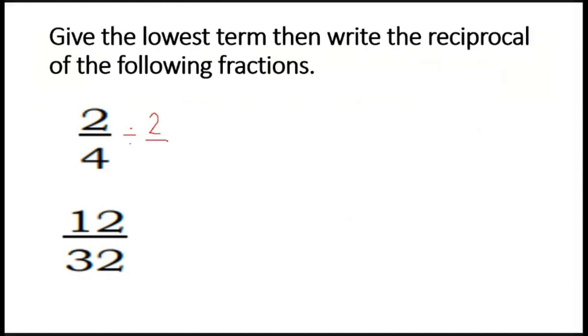Especially if the given is an even number. Pag both even sila, automatic you need to divide them by 2. That is divisible by 2 already. So 2 divided by 2 is 1. And then 4 divided by 2 is 2. Okay? So we have now the lowest term of 1/2. That is the lowest term.